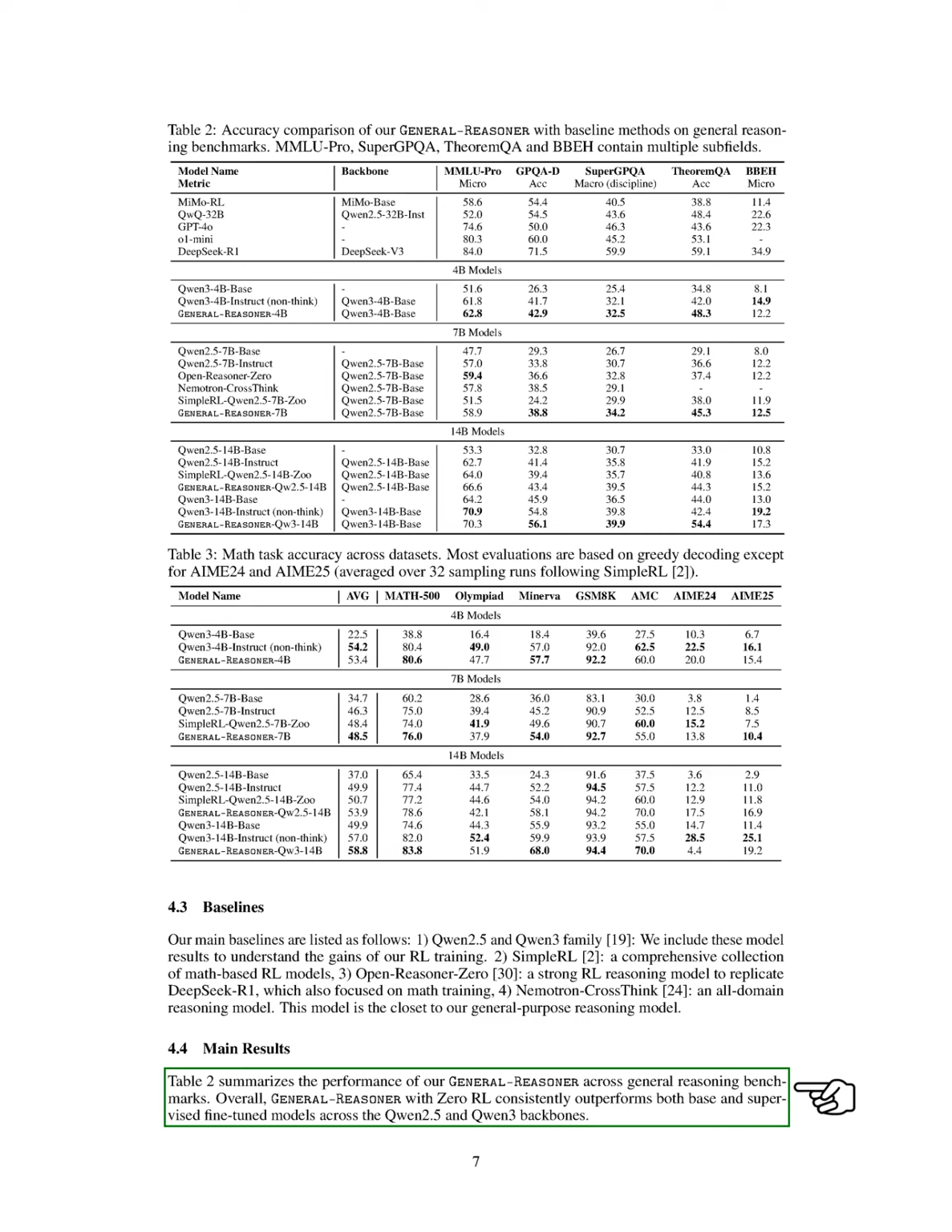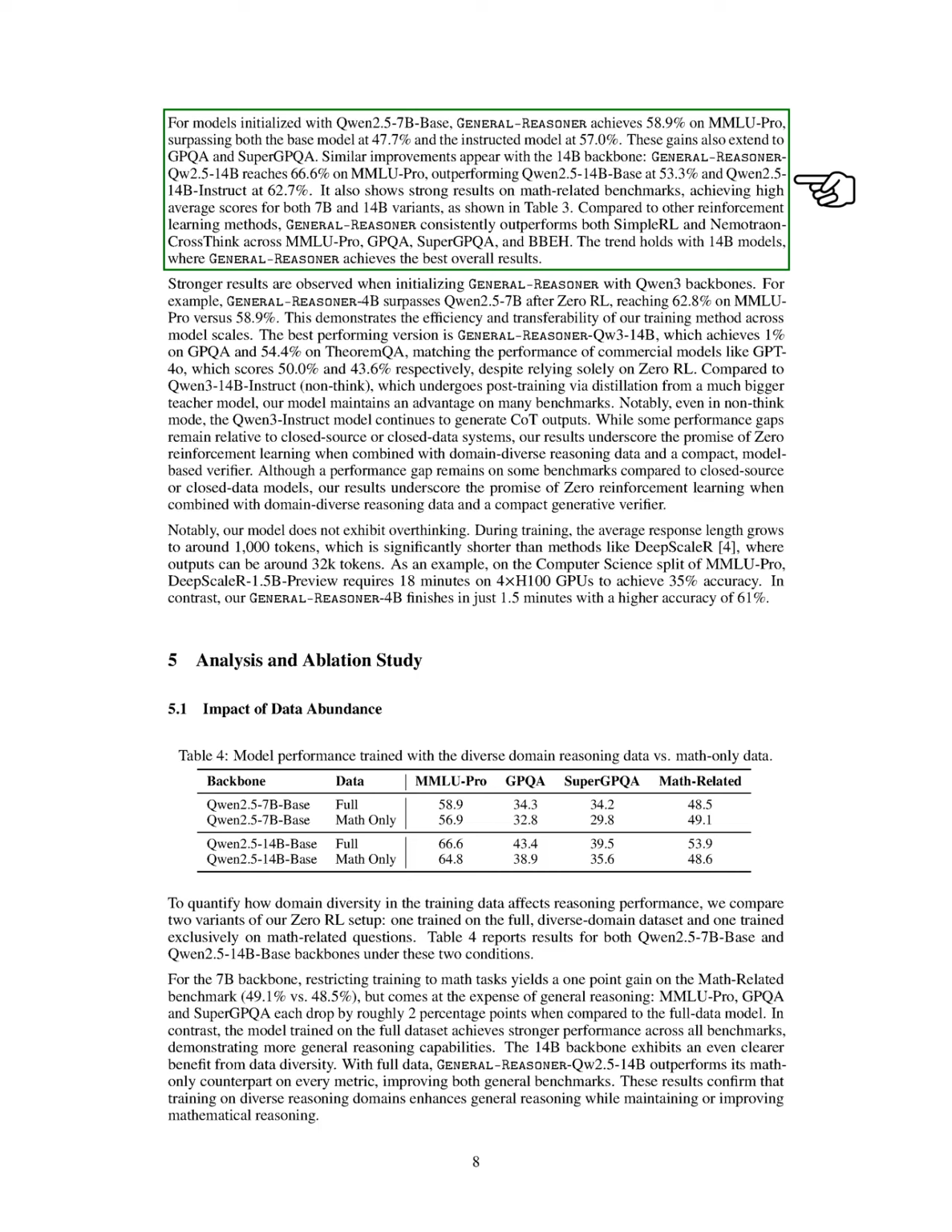The results show that our general reasoner consistently outperforms both base and supervised fine-tuned models across various benchmarks. For instance, with the Qwen 2.5-7B base model, we achieve 58.9% on MMLU Pro, surpassing the base and instructed models. Similar improvements are noted with the 14B backbone, and we see strong performance on math-related benchmarks as well. When initializing with Qwen 3, we observe even better results, demonstrating the efficiency of our training method.